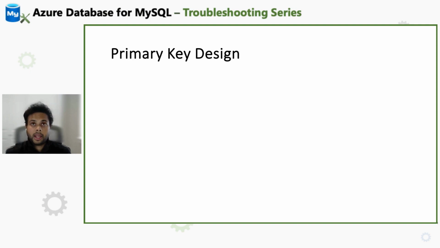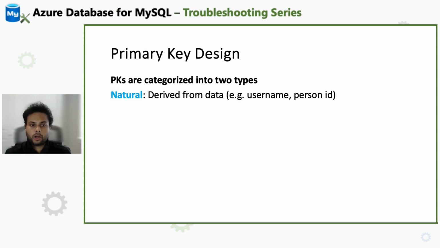This data type design also directly translates into primary key design, because when you're designing your primary keys, you need to be aware of picking the right data type for the primary key too, since every primary key in MySQL is a B-tree data structure and it leverages a clustered index. So let us look at some of the primary keys. They are basically categorized into a couple of types.